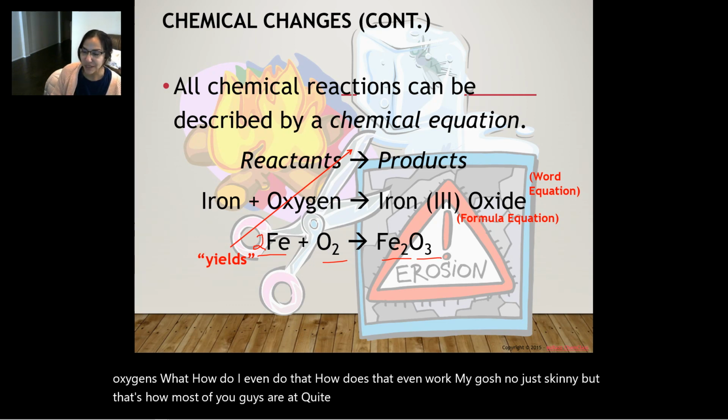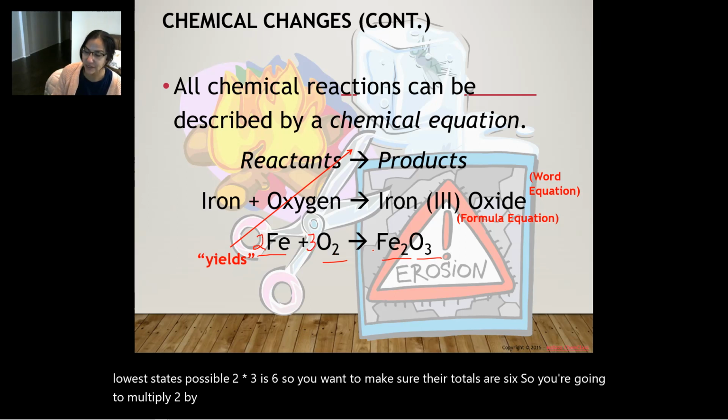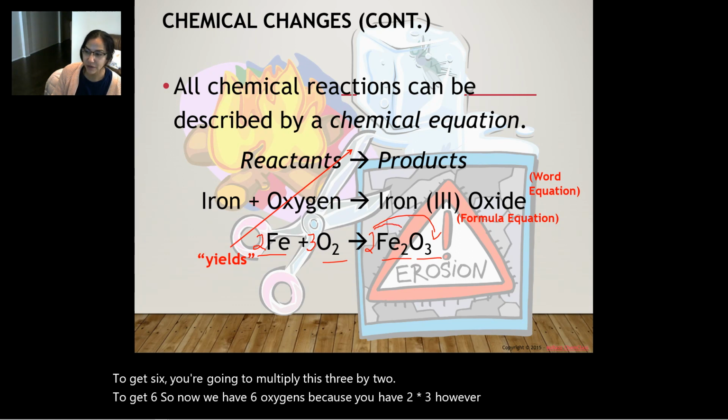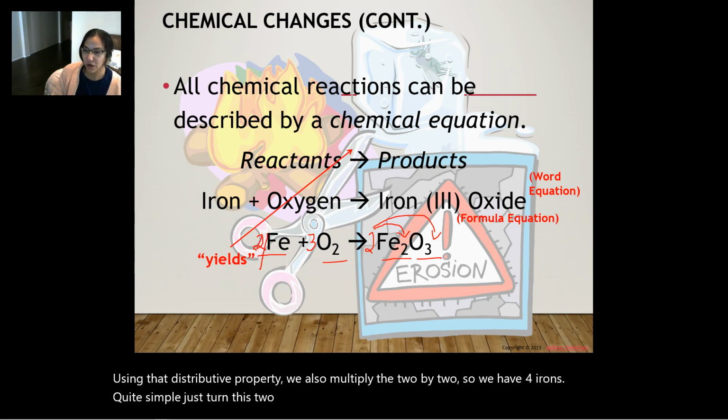Quite simple, multiply them together, right? They're in their lowest states possible. 2 times 3 is 6. So you want to make sure their totals are 6. So you're going to multiply 2 by 3 to get 6. You're going to multiply this 3 by 2 to get 6. So now we have 6 oxygens because we have 2 times 3. However, what just happened? Using that distributive property, we also multiply the 2 by 2, so we have 4 irons. Quite simple, just turn this 2 into a 4, and voila, your equation is now balanced.